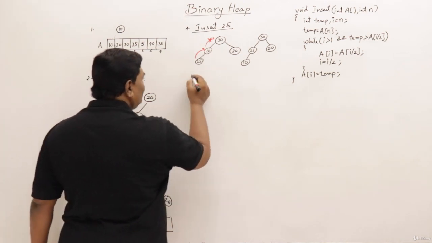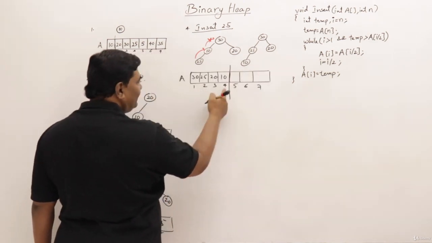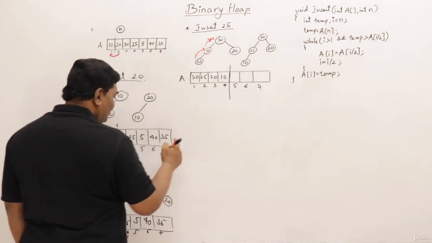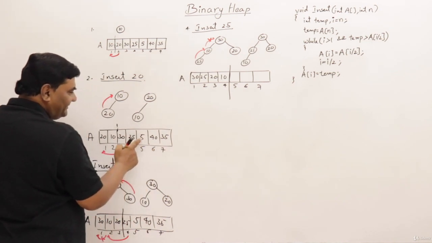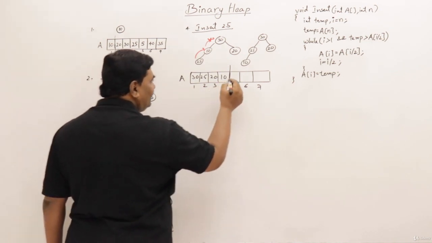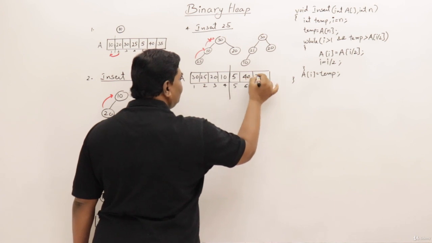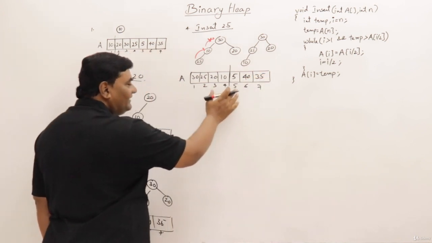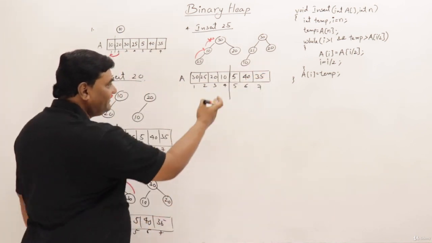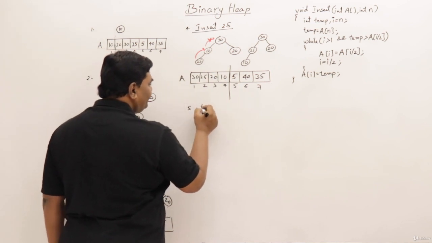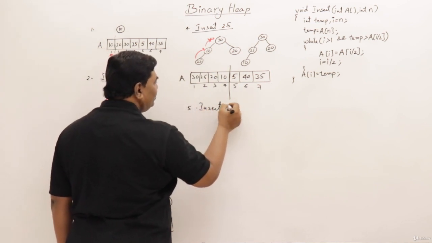So how does the array look now? Till here is the heap, 4 elements are in the heap, and after the 4th element, the remaining elements are 5, 40 and 35. These are yet to be inserted. Next is 5. Fifth step, insert 5.